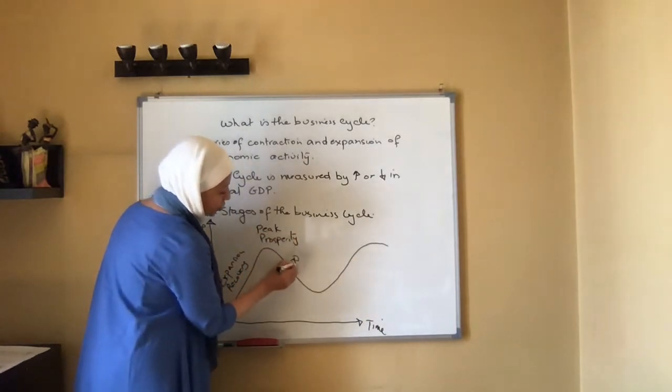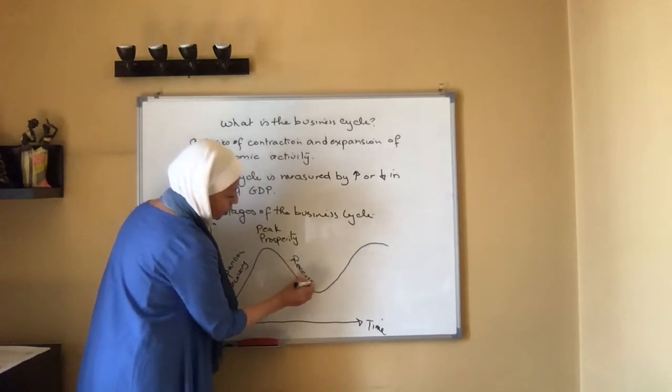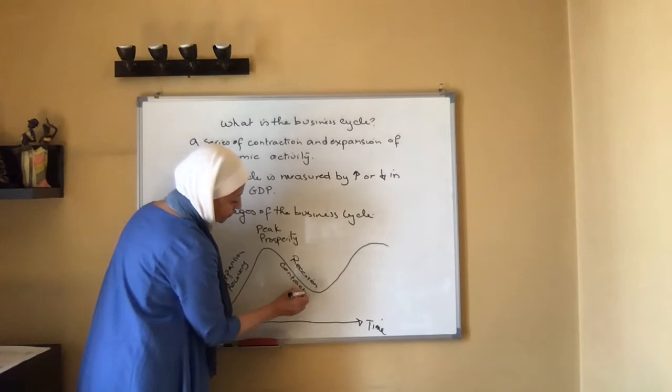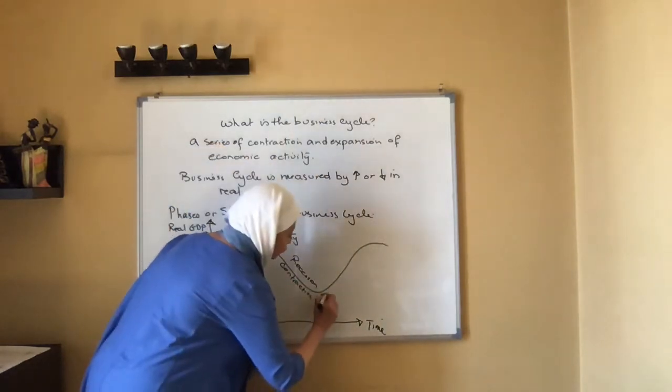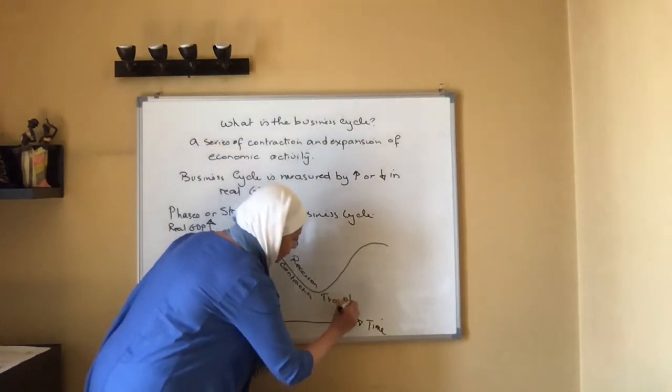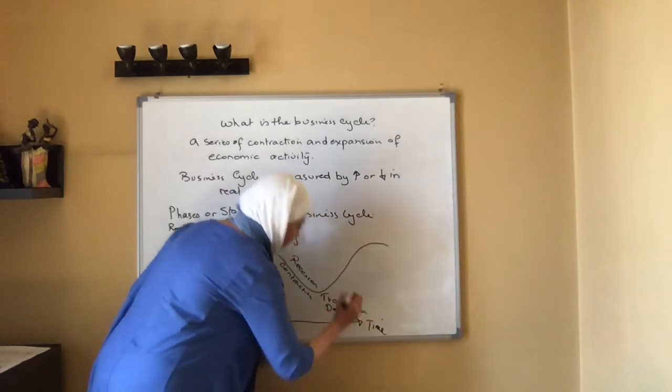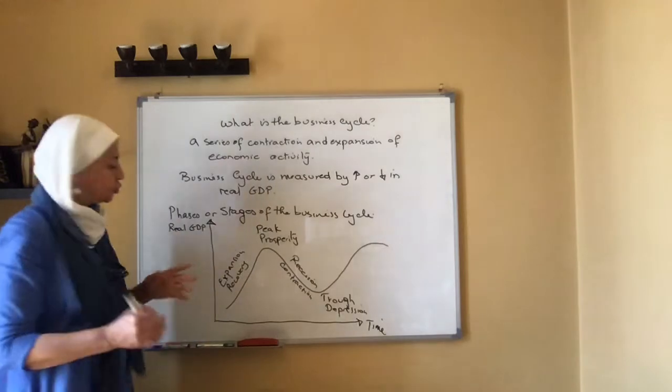Then a recession or a contraction. And finally, a trough or depression. So what characterizes each phase?